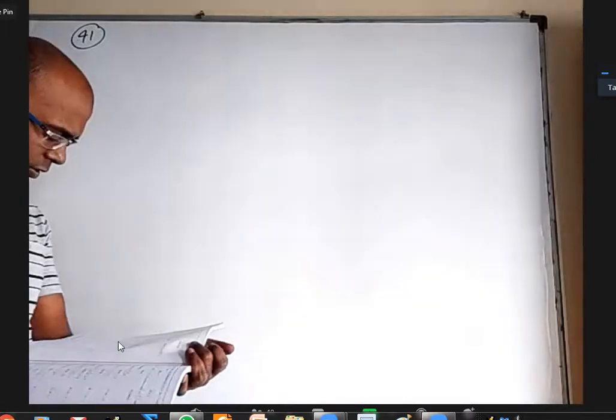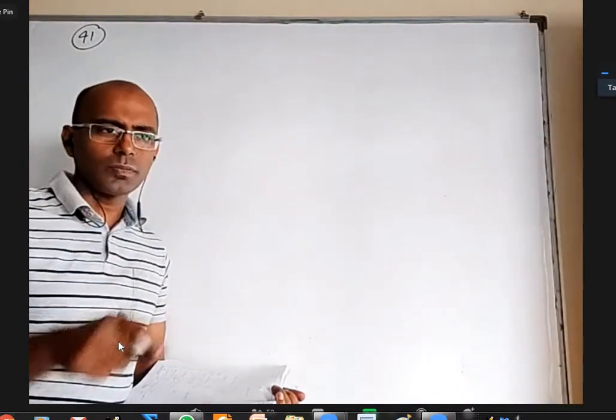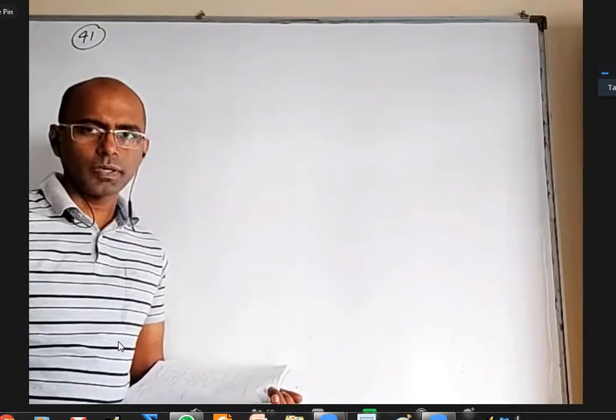Okay, 41. They gave the function: when x is irrational, what happens? Rational, what happens? I think all of you know e and pi are both irrational numbers. That is, when you write them in decimal form, they are non-terminating, non-repeating.